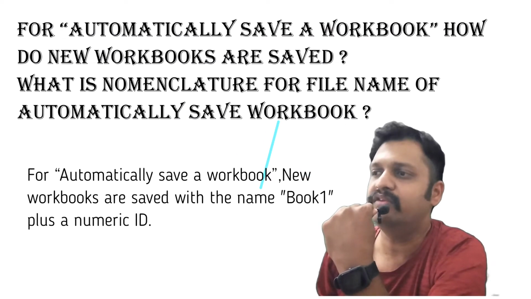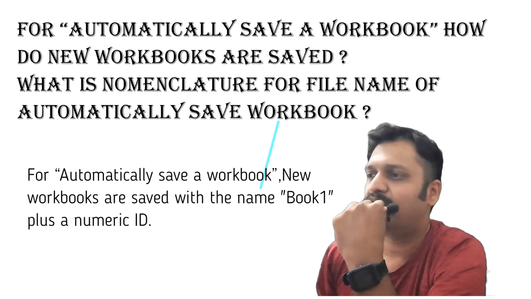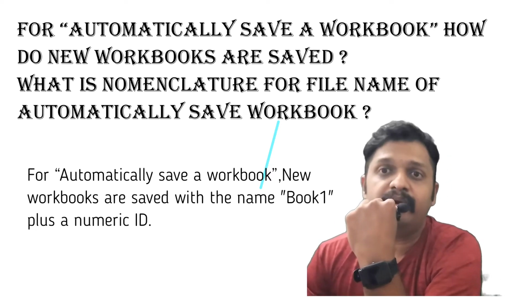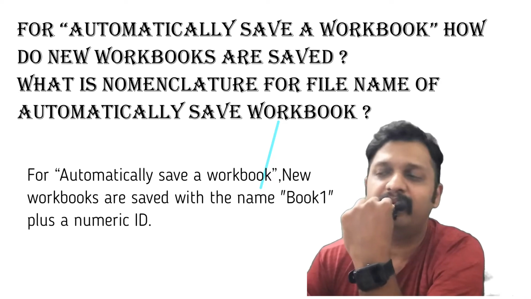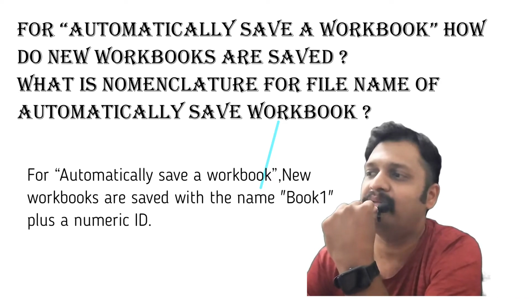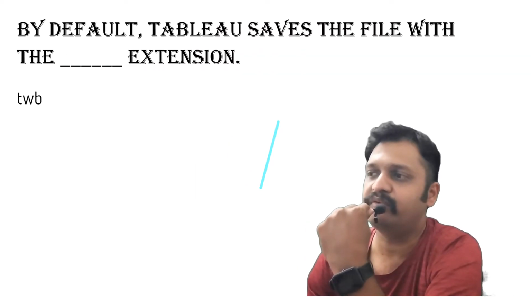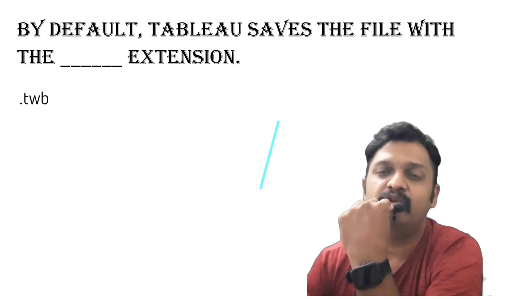Next question. For automatically saved workbooks, how are new workbooks saved? Or what is the nomenclature for the file name of an automatically saved workbook? New workbooks are saved with the name Book1 plus a numeric ID. Book1 plus a numeric ID, that is the nomenclature for the file name of an automatically saved workbook. Next question. By default, Tableau saves the file with which extension? By default, Tableau saves the file with the .twb extension.